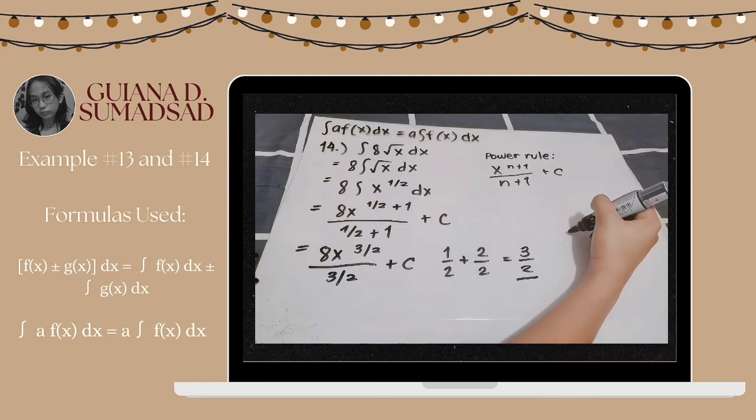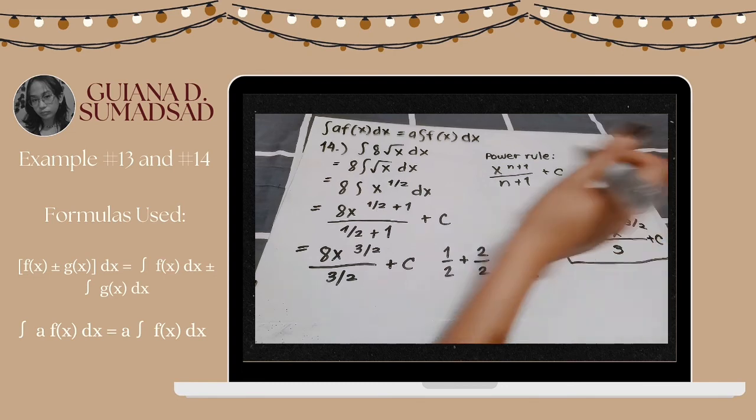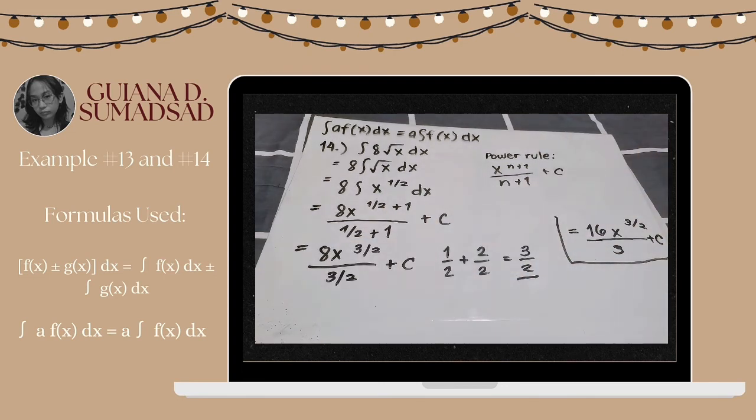So, this is the final answer. Magiging 16x raised to 3 over 2 over 3 plus c. So, this is the final answer. Yung denominator sa baba nung 3 over 2, itong 2, mapupunta lang siya sa 8. So, bale, multiply mo lang. Kaya siya naging 16x raised to 3 over 2 over 3 plus c. That's all for numbers 13 to 14. Thank you.